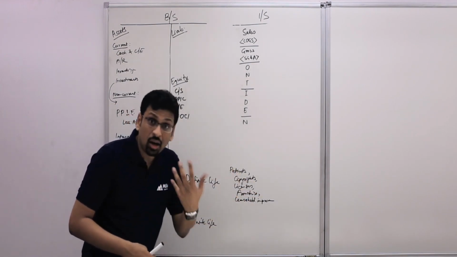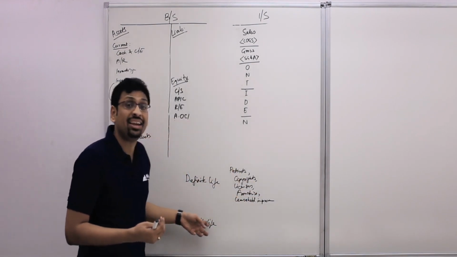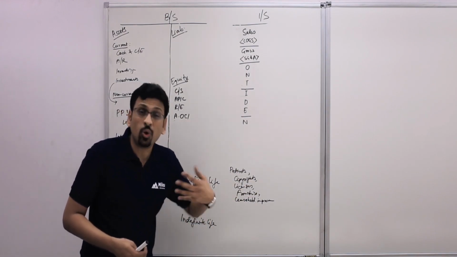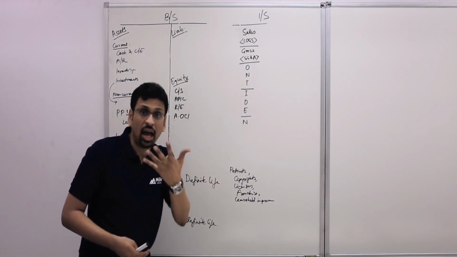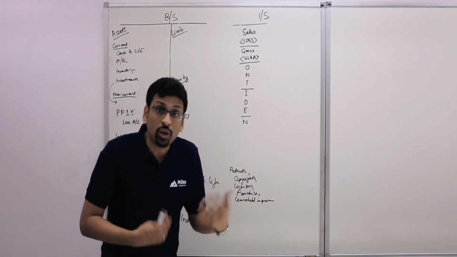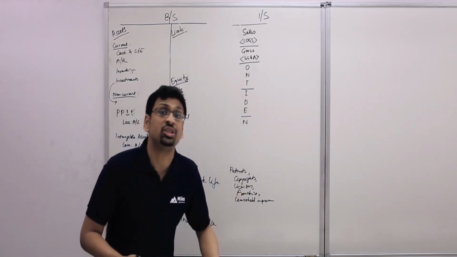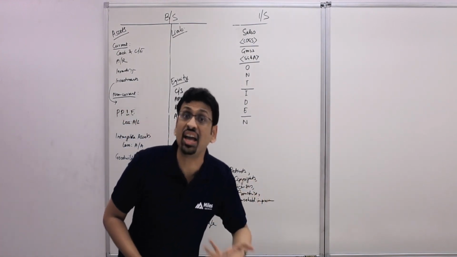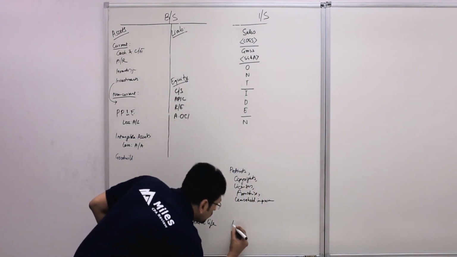But a trademark, that's an example of an indefinite life intangible. You don't know how long it's going to last. I'll give you an example of Coca-Cola. We don't know whether it's going to last for the next 20 years, next 50 years, or the next 500 years. So that could be a trademark.